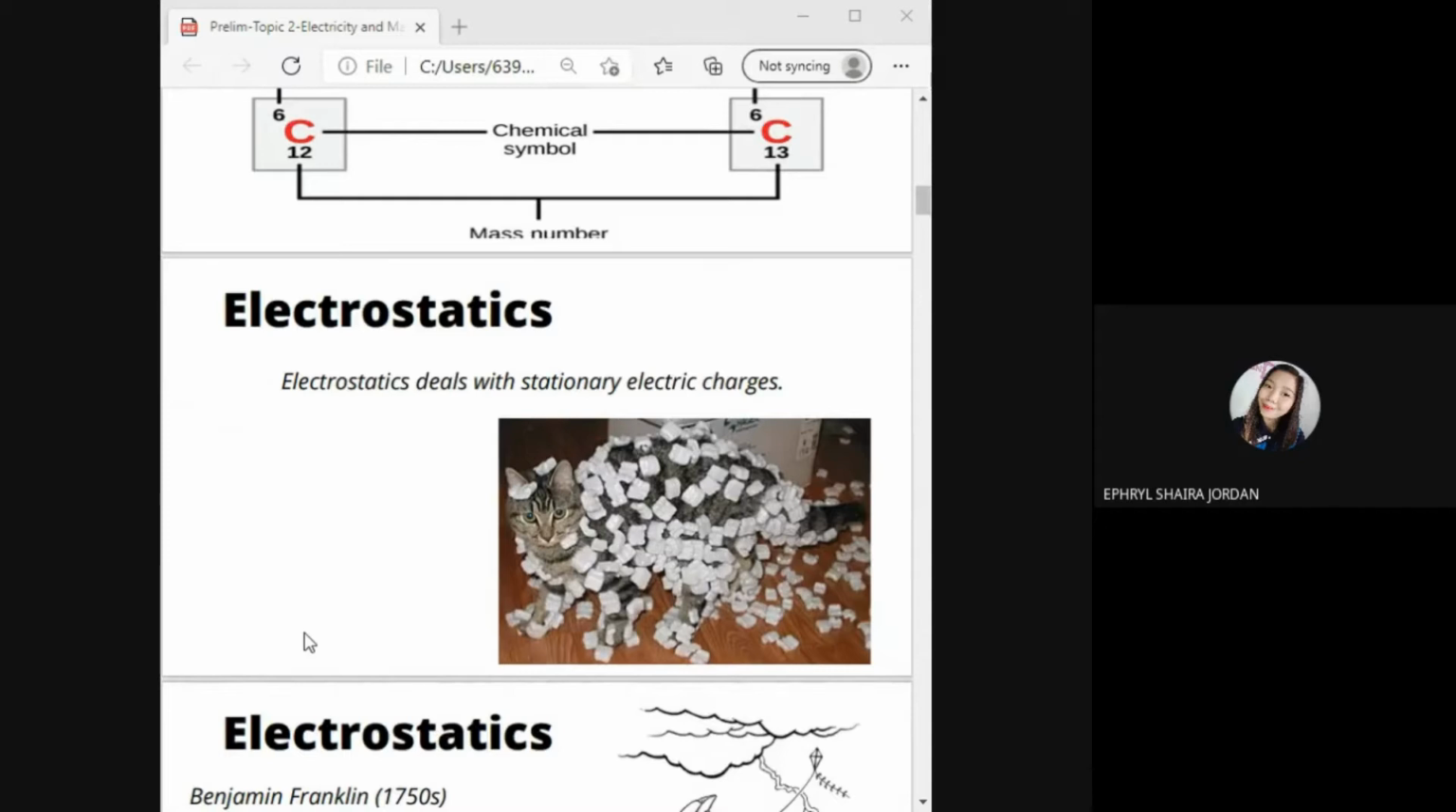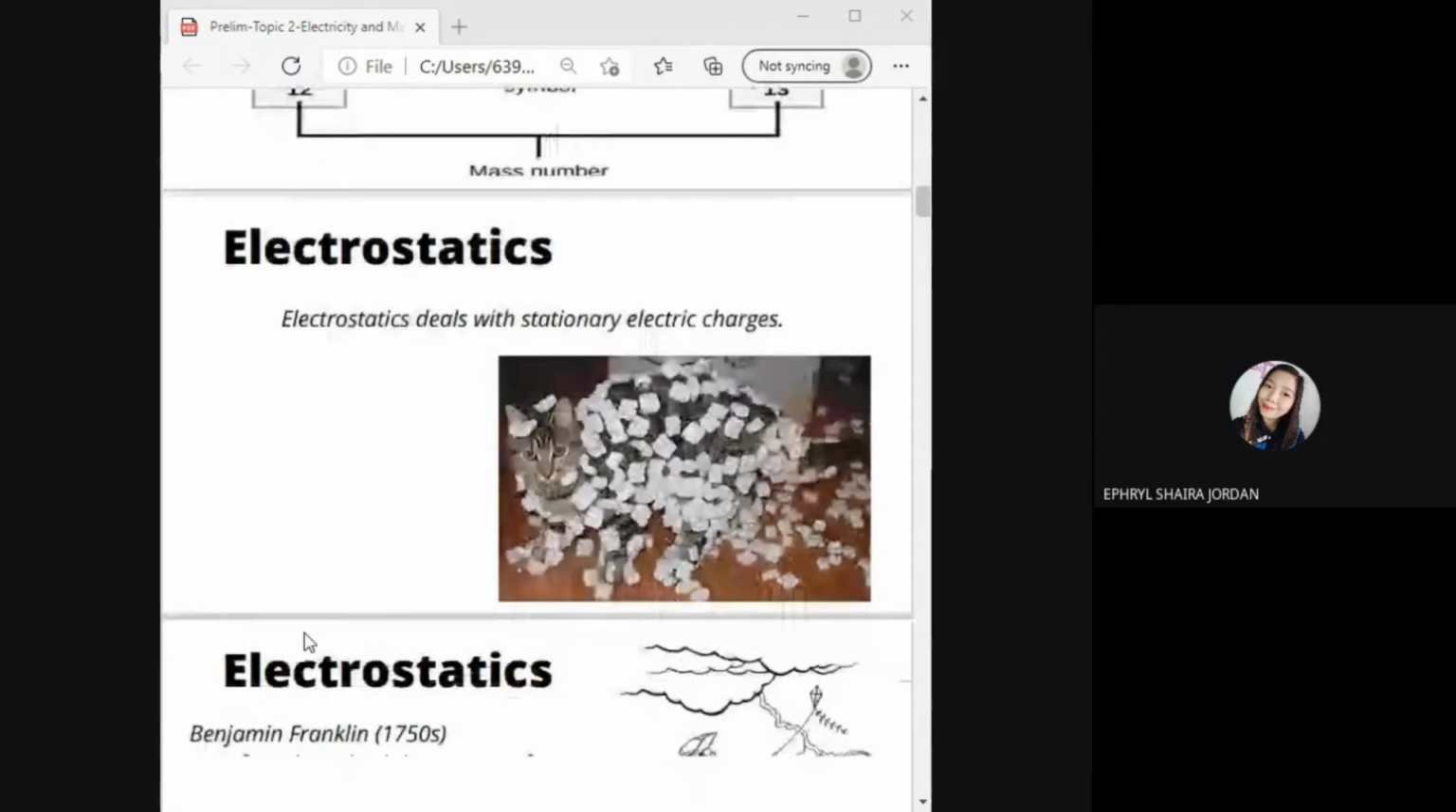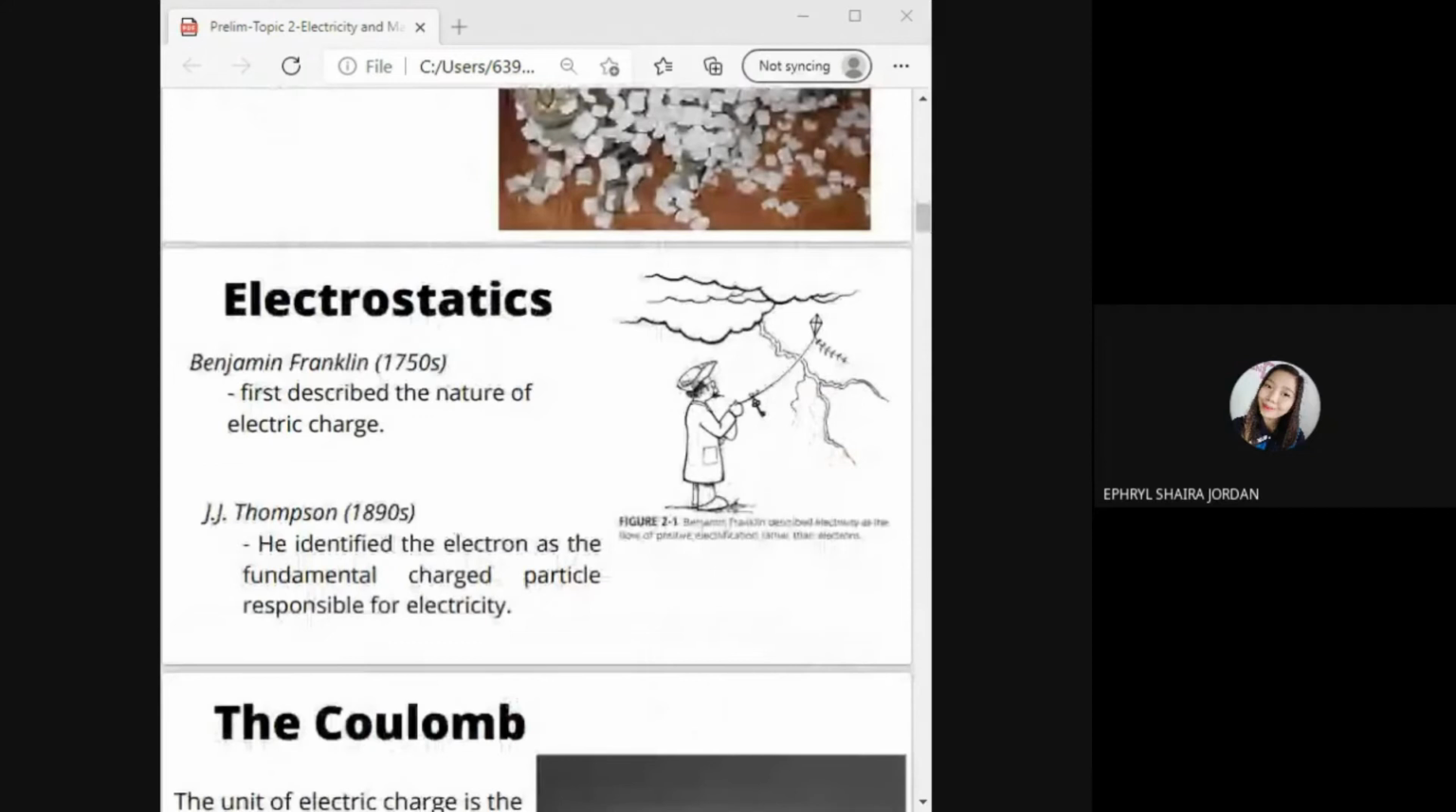So in the 1750s, it was Benjamin Franklin who first described the nature of electric charge, and his experiments have been popularly associated with flying kites. Funny as it is, it is indeed true. Nevertheless, Franklin erroneously assumed that positive charges were migrating down his kite string, and Franklin called this migration of charge electricity. So it all started with Benjamin Franklin.